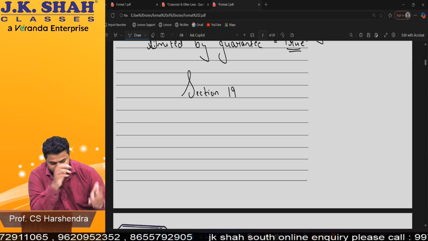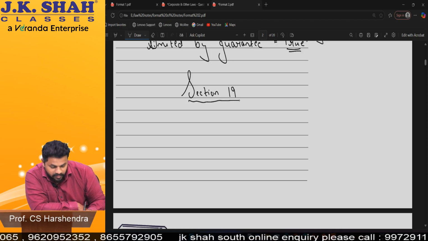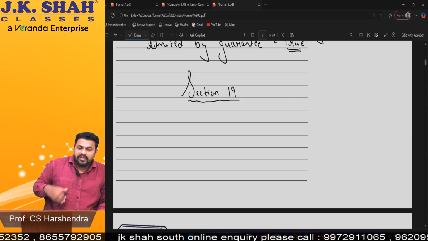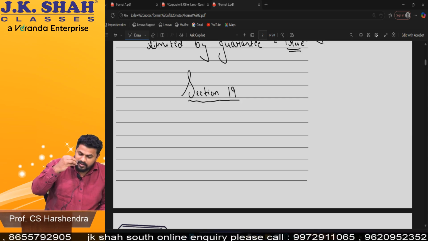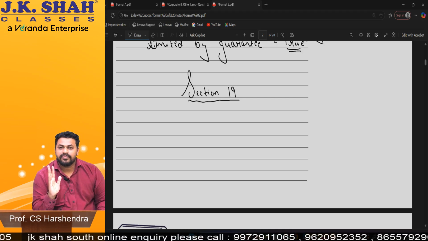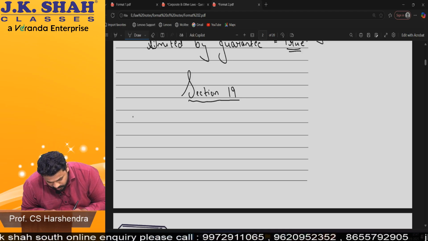No? Great. Now see what Section 19 tells. One of the favorite questions of ICAI. When we were giving exams, we used to memorize this and go, because we knew every alternate attempt it used to come.